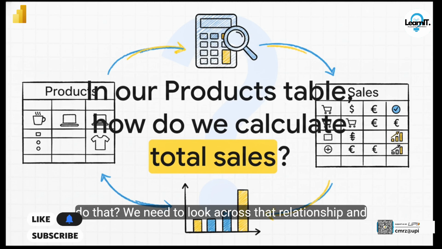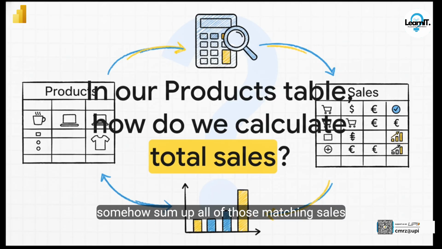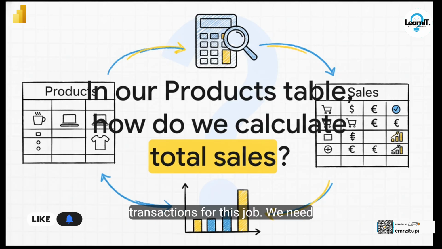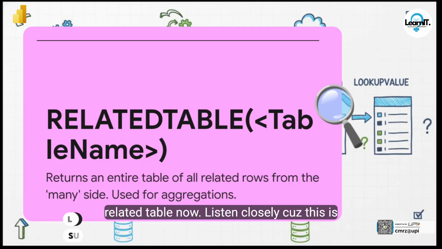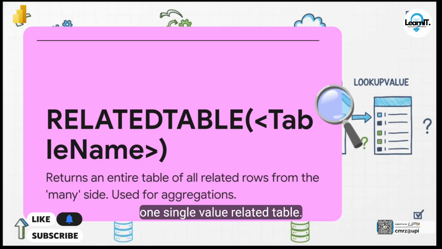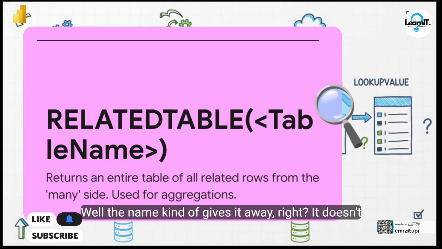To do that, we need to look across that relationship and somehow sum up all of those matching sales transactions. For this job, we need RELATEDTABLE. Now listen closely, because this is the key difference. RELATED grabs one single value. RELATEDTABLE, well, the name kind of gives it away, right?